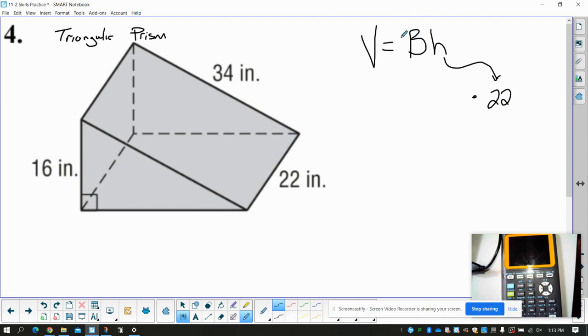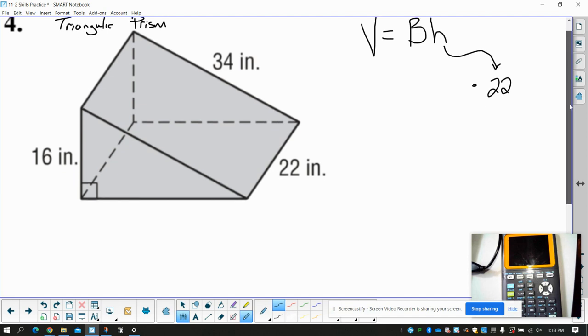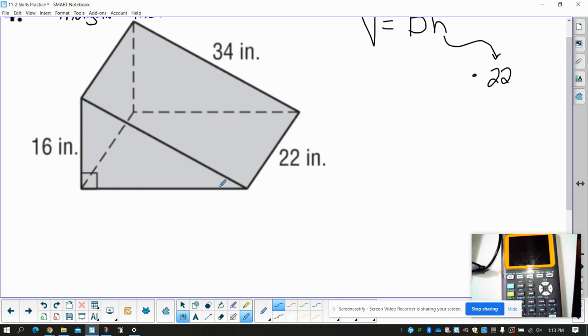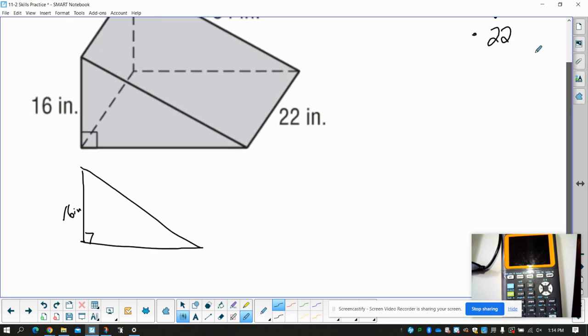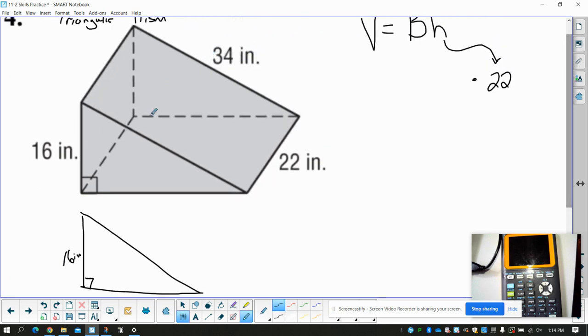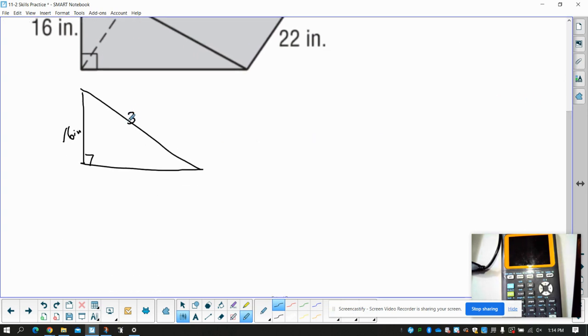Okay? The area of the base is going to be the area of this triangle right here. So in order to find the area of this triangle, I'm going to take a look at this triangle by itself away from the rest of these things. Okay, so I'm going to draw it right here away from the rest of the shape. I'm going to think about just that triangle for a second. I know that this is 16 inches. I know that 34 inches is the same. This length and this length are the same. So this would be 34 inches. And this side right here would be unknown. I don't know what it is.